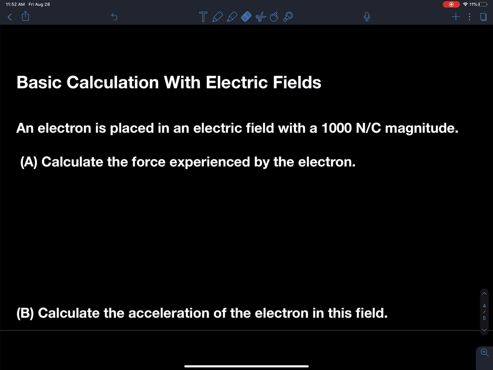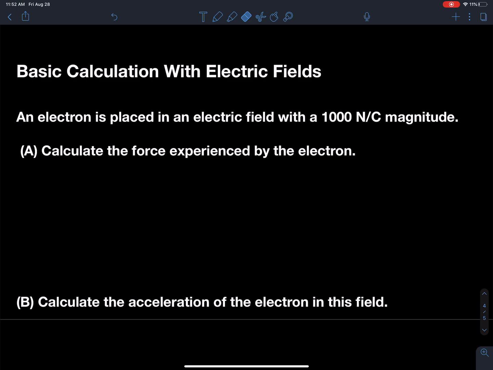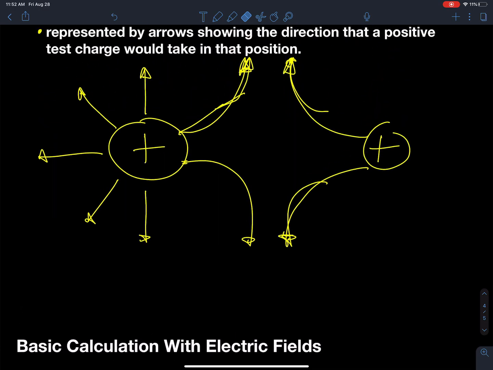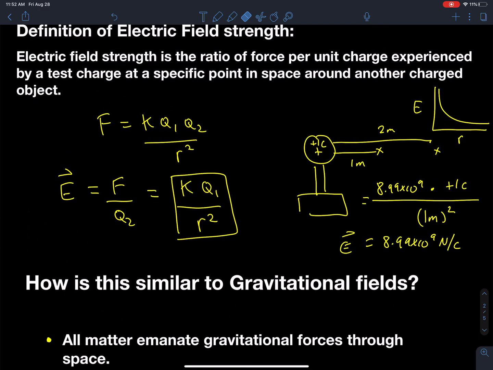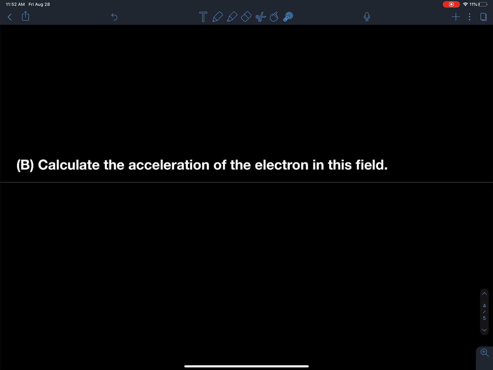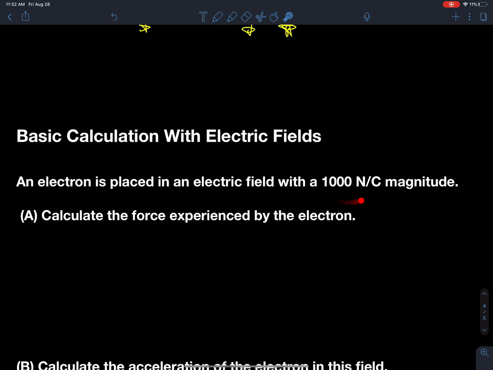Now, the last thing we're going to do is look at basic calculations with electric fields. Okay, so how do I use the force? Let's go back and say I calculated the electric field strength by plugging the numbers into this formula. And at a specific place around this object, I found that that is 1,000 newtons of force experienced per coulomb of charge. Okay, so that's what's happening over here.